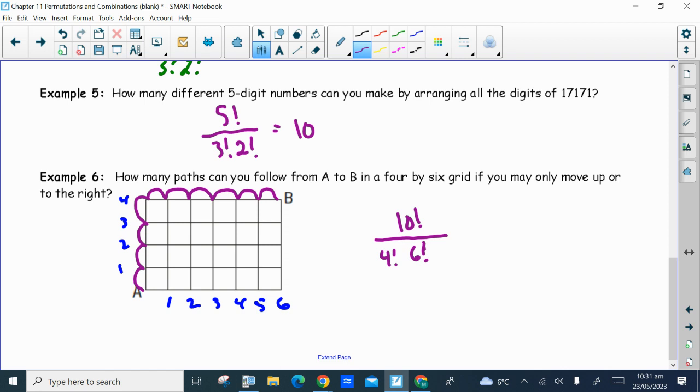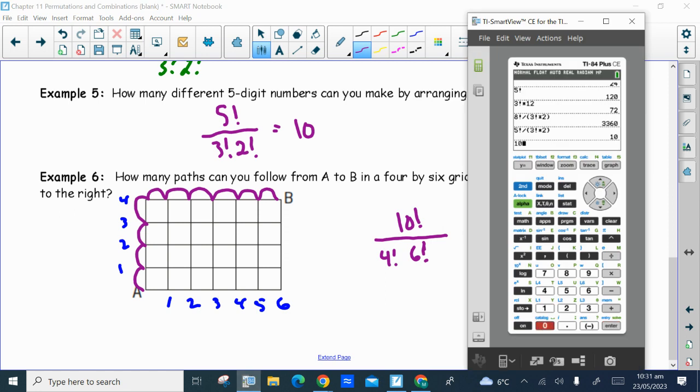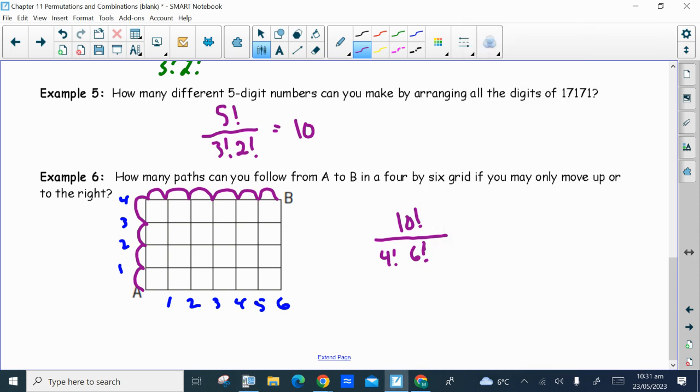If you do this on your calculator, 10 factorial divided by, in brackets, 4 factorial times 6 factorial, we'll get our answer, 210. That's how many different routes or different paths that person could follow to go from A to B, always moving closer to B.